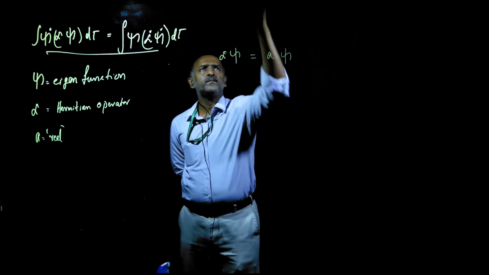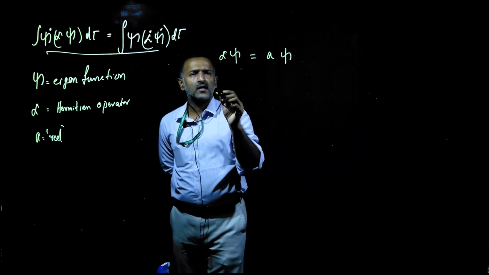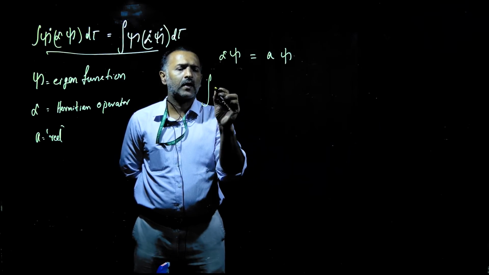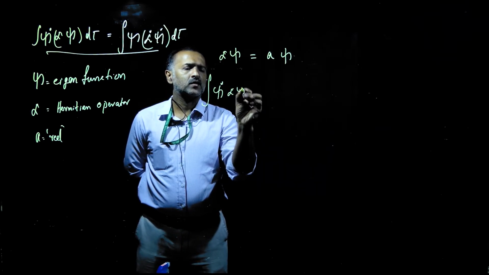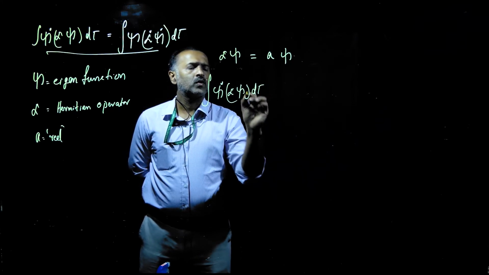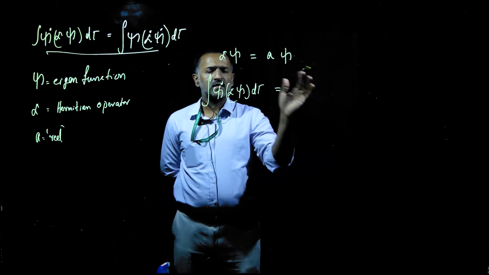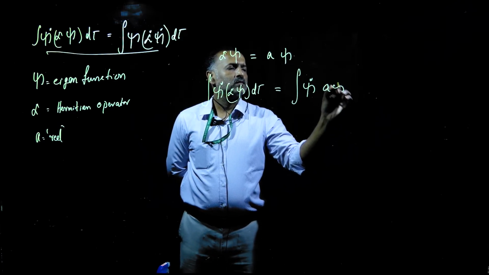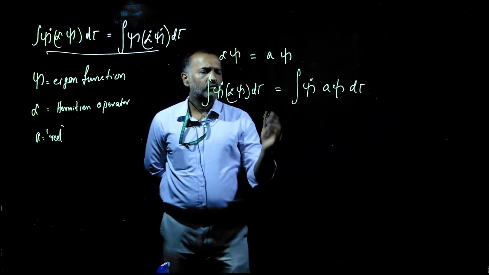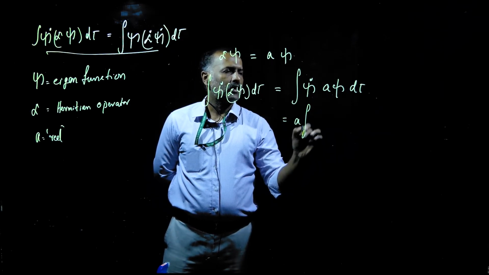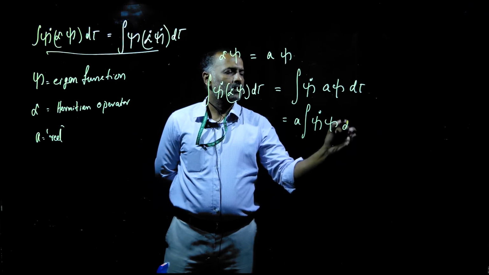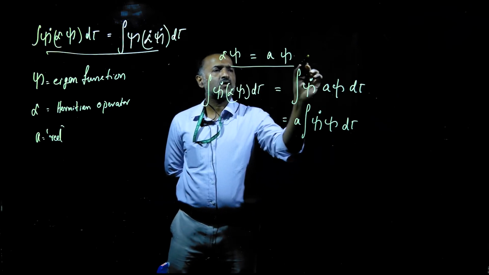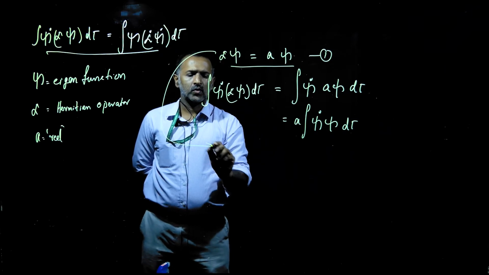Now I am going to take psi star, the complex conjugate, and integrate. That means I multiply by psi star: integral psi star alpha psi d tau equals, on this side also multiplying and integrating, integral psi star a psi d tau. We know this will be equal to a integral psi star psi d tau. This is one equation. Now I am going to take the complex conjugate of this equation.